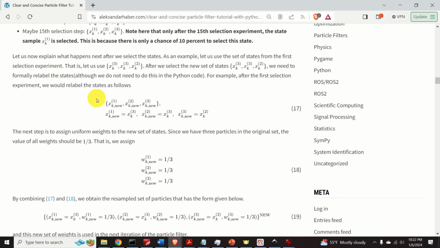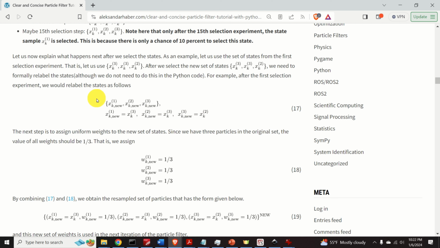To summarize, the first resampling approach is to draw n state samples from the original set of states. The states are selected according to the probability specified by their computed weights. After that, the weights of the selected samples are set to the constant and equal value. That is, the weights of all the states in the resample set are set to 1 over n, where n is the number of particles. In Python, we can do this by using the function given over here.